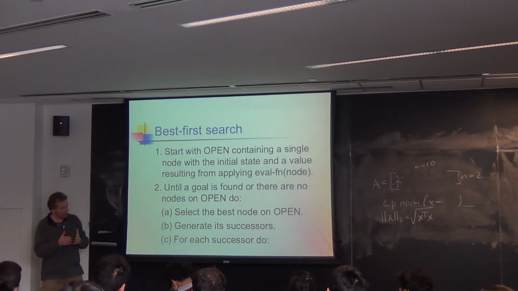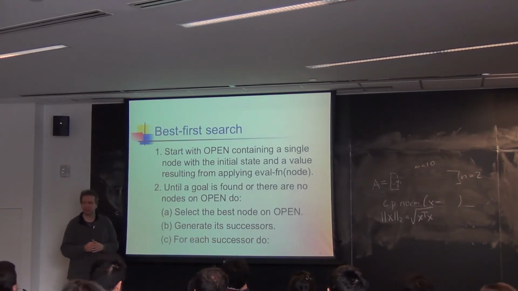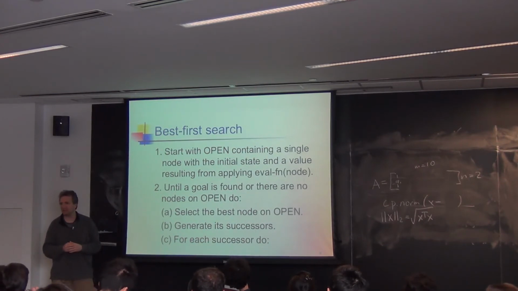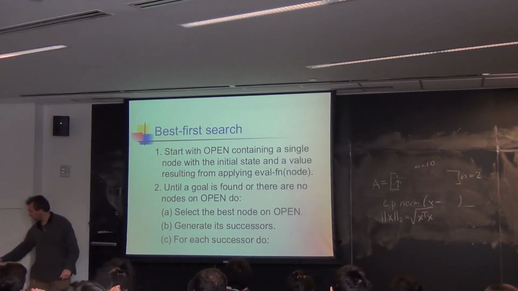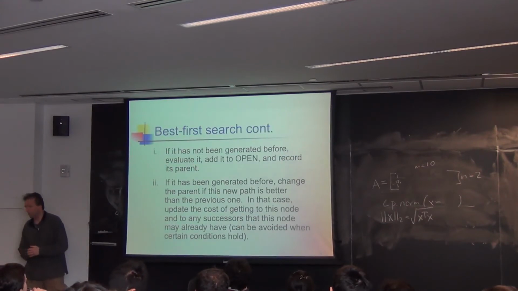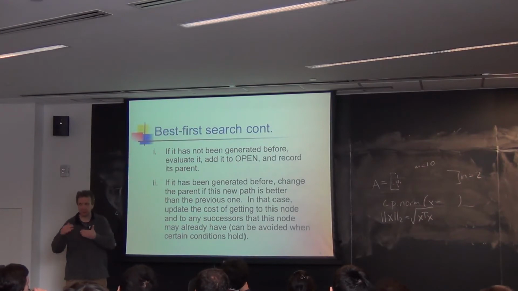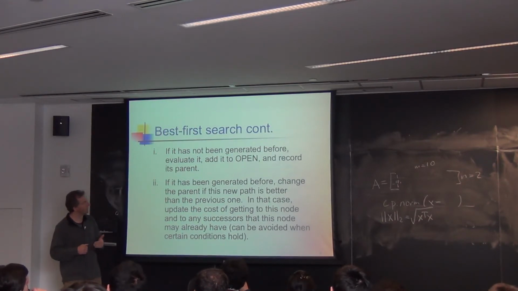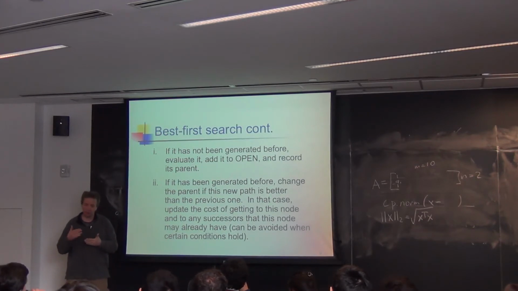So you have this open list, and then what you want to do is look at that open list. You're going to select the best node on that open list, and that's going to be based on an evaluation function that's applied to each one of the states of those nodes. And then you want to generate successors, and then for each of the successors, if it has not been generated before, this is to make sure you don't have cycles or circularity, evaluate it and add it to the open list and record its parent.